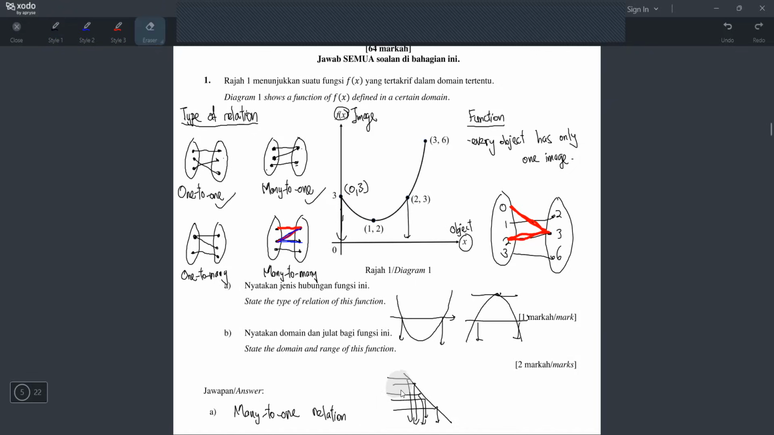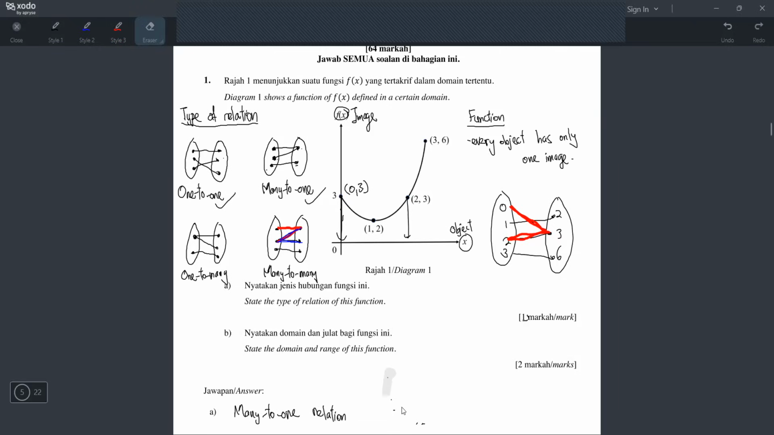So one y answer gives you two x answers. It means one y answer giving two x answers means many to one, right? It means two objects have the same image. That's what it means. All right. So that's how you do it. So I will erase all this. So remember, only if it's a straight line, then it's one to one, right?